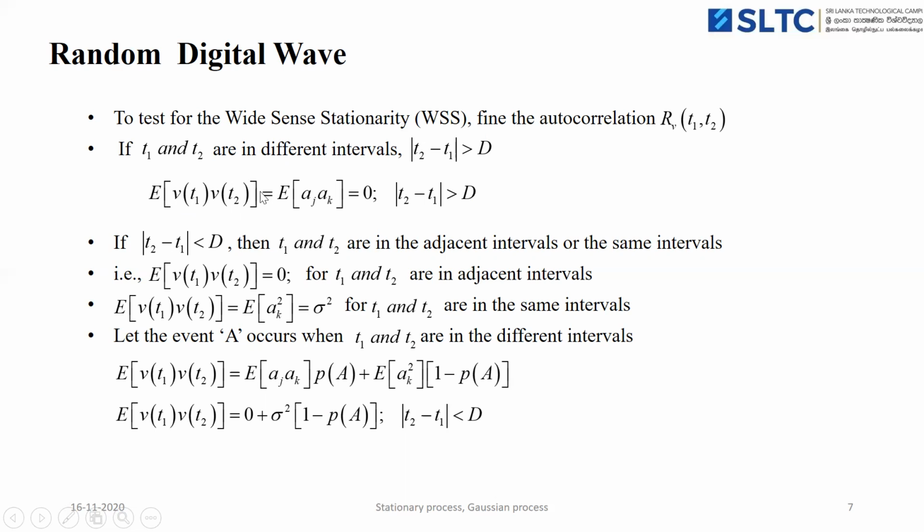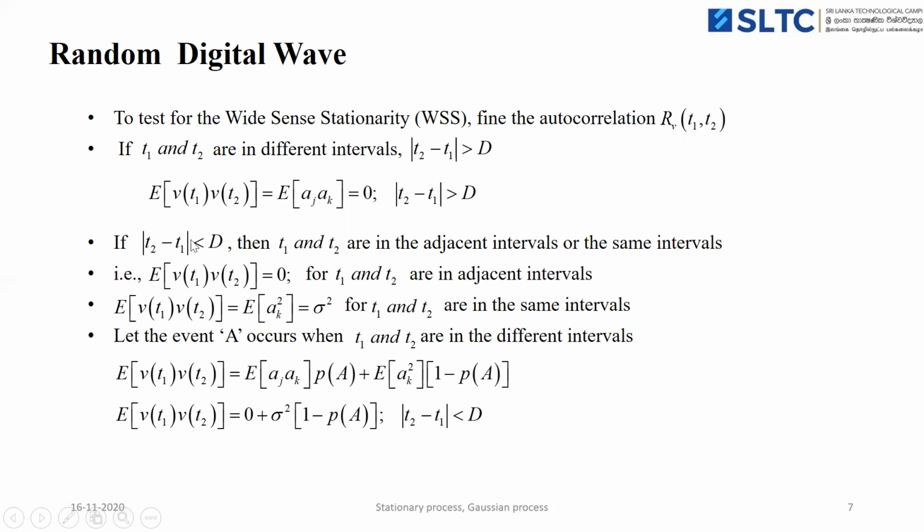Here we are checking only the autocorrelation function for the amplitude of the pulses. We are not considering the time delay of the random rectangular pulses. So the expectation of v of t1 v of t2 equals expectation of A_j A_k, which is equal to 0 because the amplitudes are statistically independent. So it will be equal to 0 when the modulus of t2 minus t1 is greater than D, where the modulus means we are checking both the negative and the positive sides.